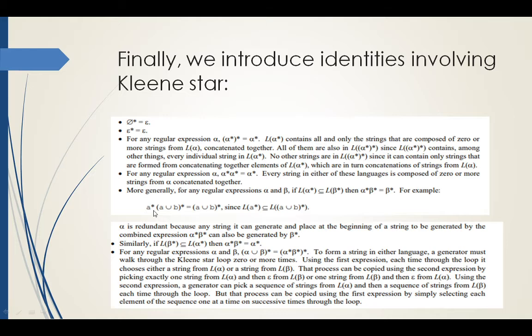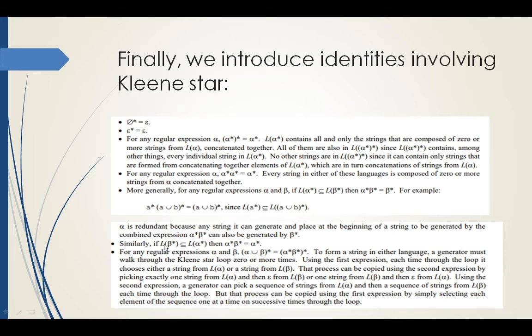Take one example here. A star into bracket A union B star is there. So A star is a subset of (A union B) star. So instead of these two, I can write (A union B) star. Why? Because the language of A star is a subset of the language of (A union B) star. (A union B) star is nothing but (A star union B star) only. So A star is a subset of this, and directly I can write the language of (A union B) whole star.